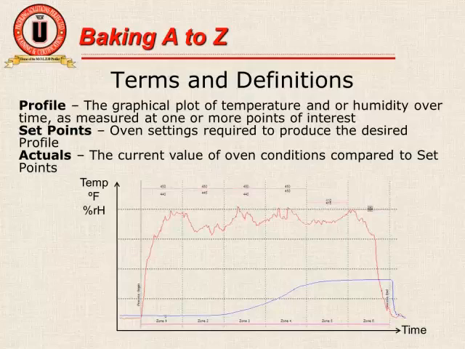When you go to do a profile to produce this graphical plot, it's always good to know what the actual oven conditions are in addition to the set points during that profile time. It can help you judge what a better set point might be should you need to change the oven, knowing that the actual tends to be a little different. Usually it's less, but it can sometimes be more.